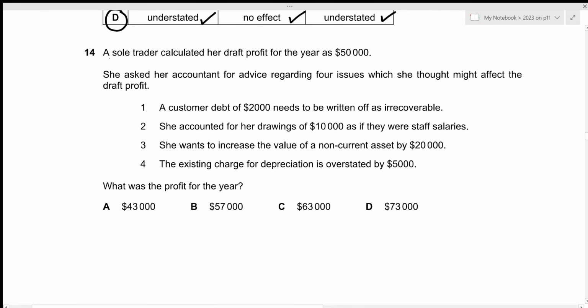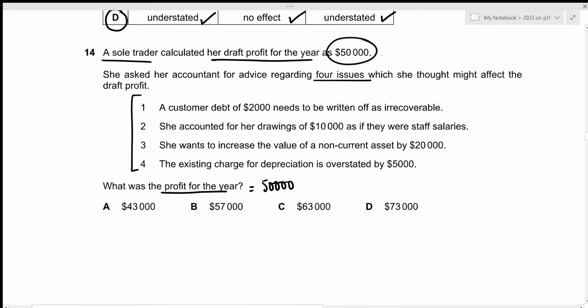Now for question number 14, a sole trader calculated her draft profit for the year as 50,000. She asked her accountant for advice regarding 4 issues which she thought might affect the draft profit. We need to calculate the profit for the year by considering these 4 issues. So let's start with the given draft profit of 50,000 right here. Now, the first issue is that a customer debt of 2,000 needs to be written off as irrecoverable. So irrecoverable debt will always be treated as overhead, which means that it will be subtracted while calculating profit for the year. So we just have to subtract 2,000.